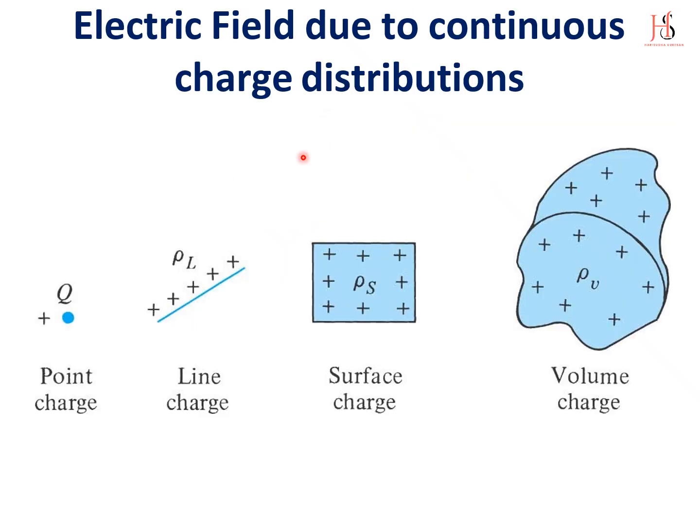Now, we have to see what the electric fields are due to continuous charge distribution. So this is how point charges look. There are three types of continuous charge distribution. One is the line charge, where the charge is distributed uniformly along a line. Next is the surface charge, where the charges are distributed uniformly over a surface. And then the volume charge, where the charges are distributed in a volume. So these are the three types of continuous charge distributions.